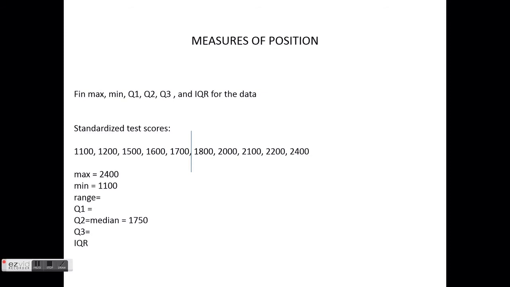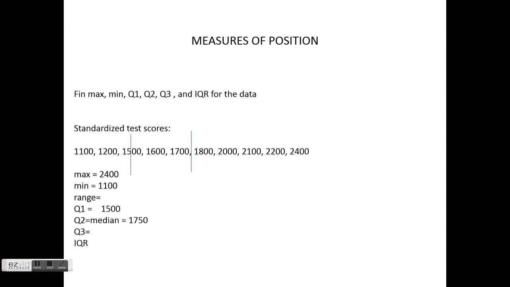Now, since we've split the data into a lower half and an upper half, we can find Q1 and Q3. The first quartile is going to be the median of the lower half. The third quartile will be the median of the upper half. So what's the median of the lower half? Think about it for a second.